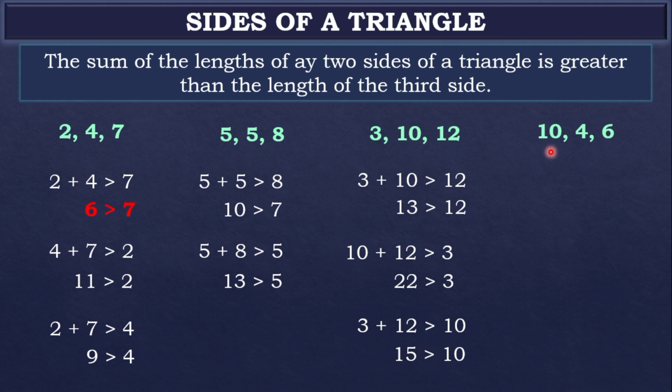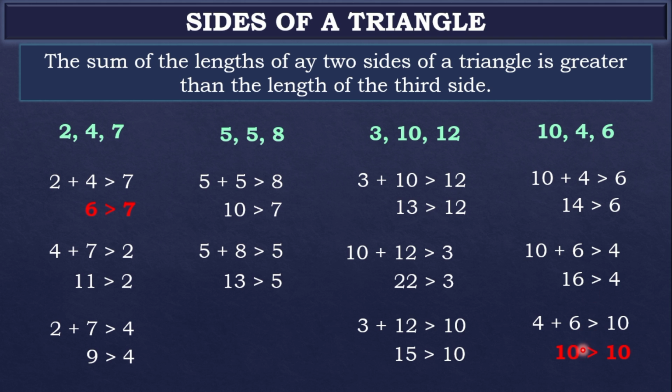Let's have this one. So, we have 10 plus 4, so that 14 is greater than 6. And then 10 plus 6, ito tsaka to, 16, which is greater than 4. So, this is also true. And then we have 4 plus 6. So, 4 plus 6, 10 is greater than 10? This is false. Hindi po pwedeng equal. So, ibig sabihin, etong lengths na 10, 4, and 6 cannot form a triangle. Always remember na kapag inadd yung any two sides of a triangle, it should be always greater than the length of the third side.